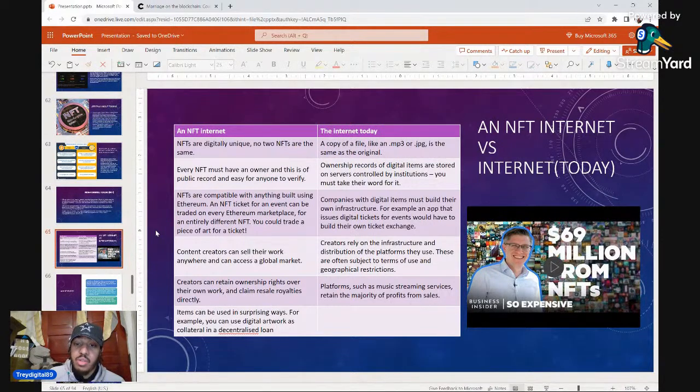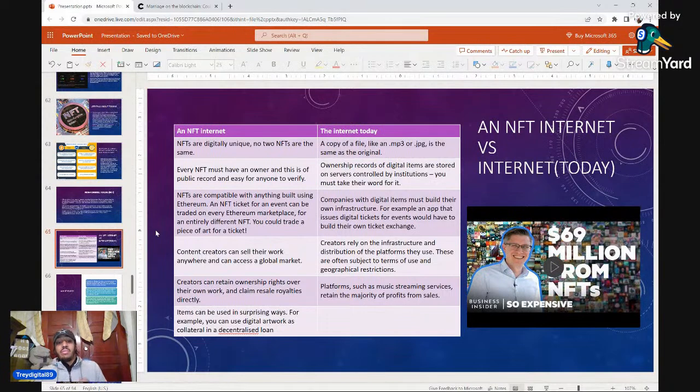Companies with digital idols must build their own infrastructure. For example, an app that issues digital tickets for events will have to be built on its own ticket exchange. So that's self-explanatory. You will have to build a whole infrastructure to be able to sell on your particular app platform. Content creators can sell their work anywhere and can access a global market.